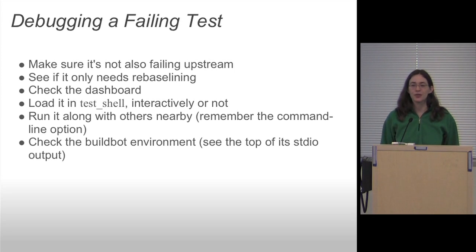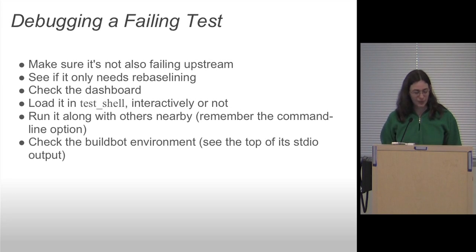If that still doesn't show you your problem, then you might need to take a look at the Buildbot environment. If you look at the top portion of the standard I/O for one of those Buildbot outputs, it'll show you all about the environment variables, the fonts, everything that Buildbot thinks it knows. And if your system doesn't quite match that, then maybe that explains why you're not seeing the failure when the Buildbot is. There's a lot more details about this, as I said, on the webpage on dev.chromium.org.